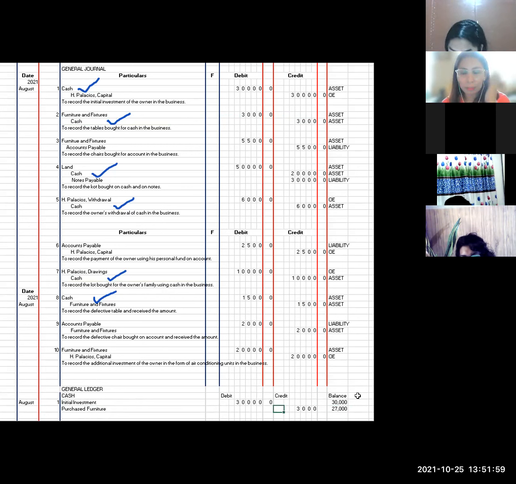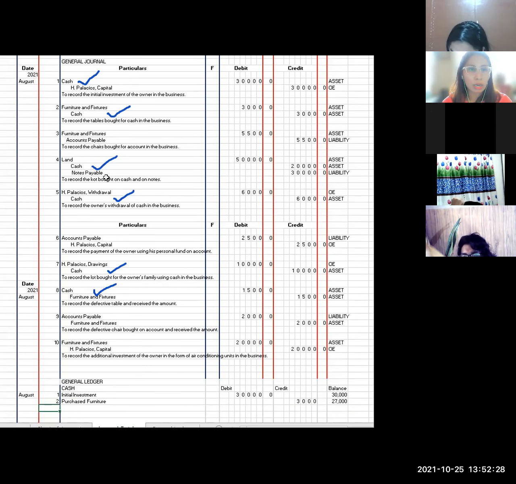Sundan? Again. Initial investment, merong debit 30,000 pesos. Merong purchase ng furniture. It is placed on the credit side 3,000 pesos. Therefore, meron na lang tayong balance na 27,000 pesos. August 2. Next. August 3, walang cash entry.